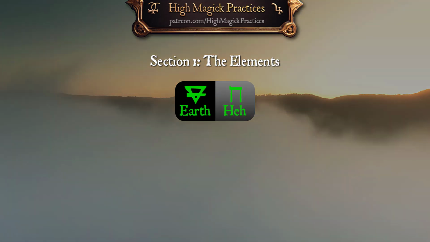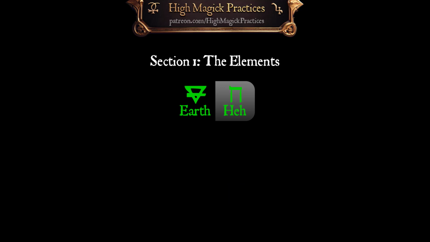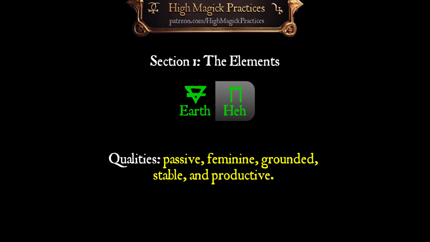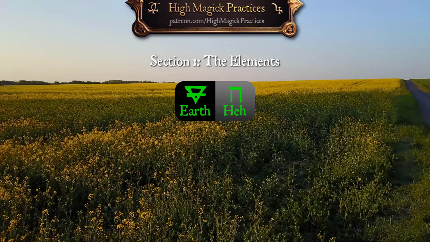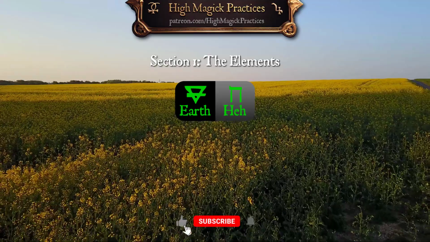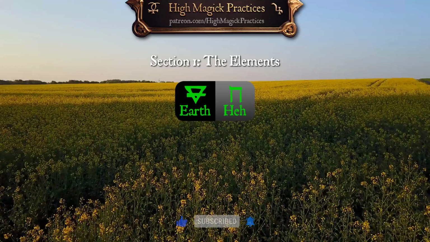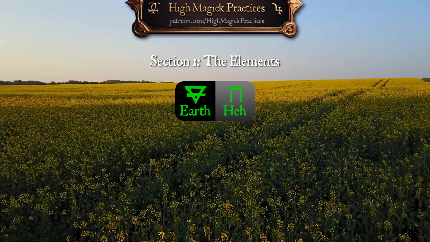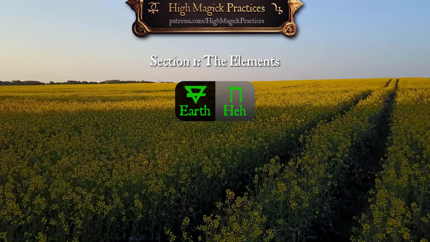The element of earth is called Ta in Egyptian, Aretz in Hebrew, terra in Latin, and gaia in Greek. Qualities of earth are passive, feminine, grounded, stable, and productive. Earth is the materialized universe, representing stability, fertility, and the tangible world. It is the daughter of fire and water, embodying the culmination of their actions. Earth is associated with growth, regeneration, and the physical aspects of existence. Its cardinal direction is north.